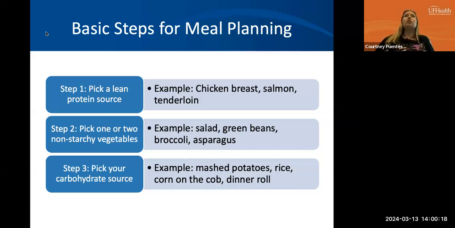And then pick your non-starchy vegetables. Whatever non-starchy vegetable you like. It could be a salad, green beans, broccoli, asparagus. I'm picking a lot of things that I like, but you can insert whatever non-starchy vegetable you like in your meal. And then your carb choice. Whether it's rice or potatoes or a dinner roll, or corn, or some of those starchy vegetables that you might like, those are okay to put there. But again, keep that to a quarter of your plate, or your carb portions if you're counting.